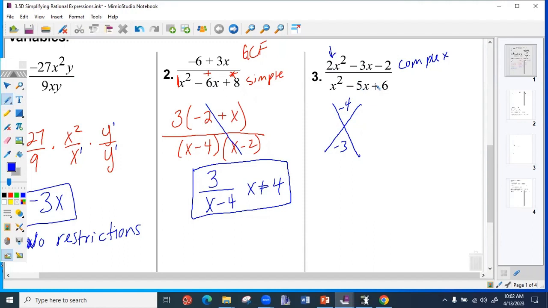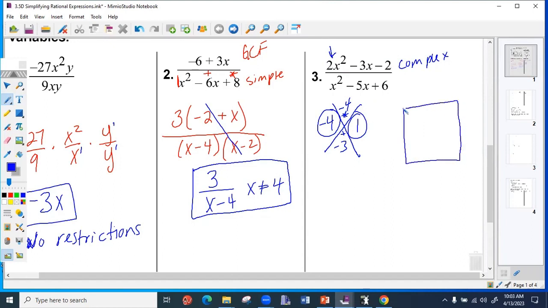Hey, how did you get -4? So to get -4, you have to multiply your A term times your C term. So 2 times -2 is -4, and our middle is -3. So you're asking yourself what multiplies to give you -4, but adds to give you -3. -4 and 1. That's because -4 plus 1 is -3, and -4 times 1 is -4.